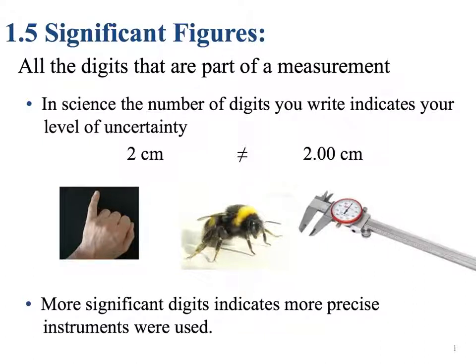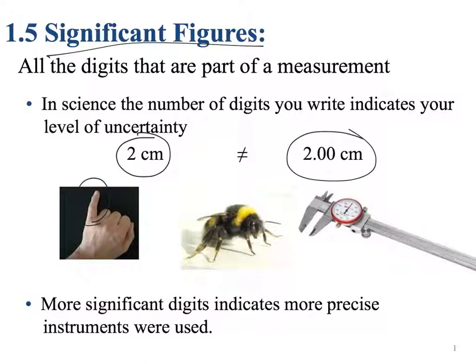Alright, so we're going to talk now about significant figures. In science, the number of digits that you write is going to indicate the uncertainty of the measurement. For example, if you say something is 2 centimeters or you say something is 2.00 centimeters, in science, those two have very different meanings. Something that is 2 centimeters, maybe you use a finger to measure it. Something that is 2.00 centimeters, you use a more precise instrument to measure it.